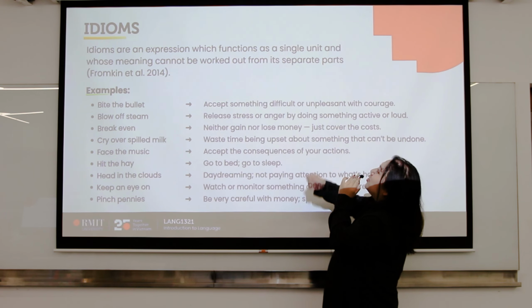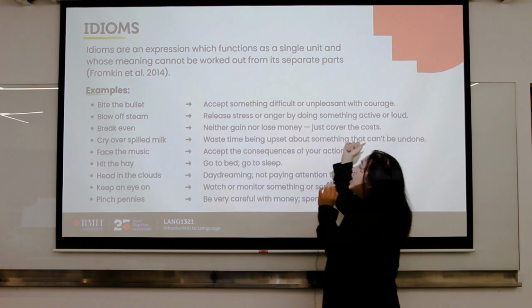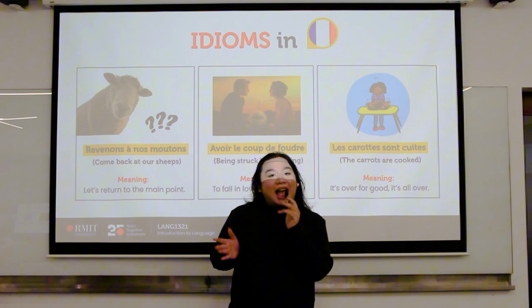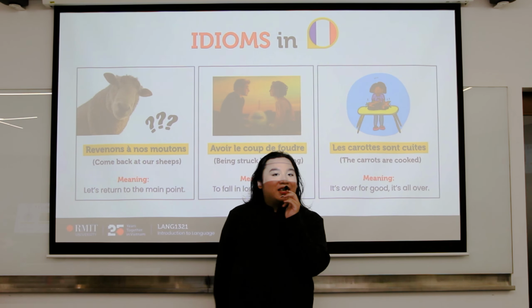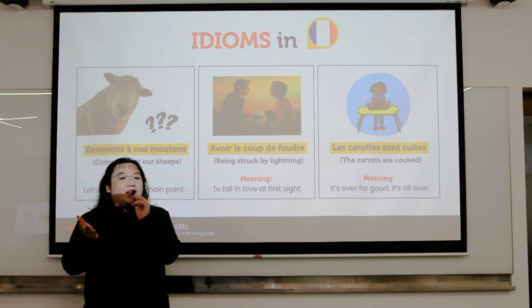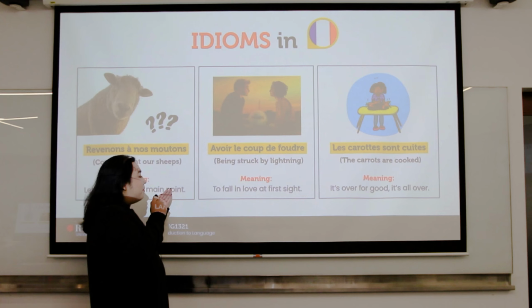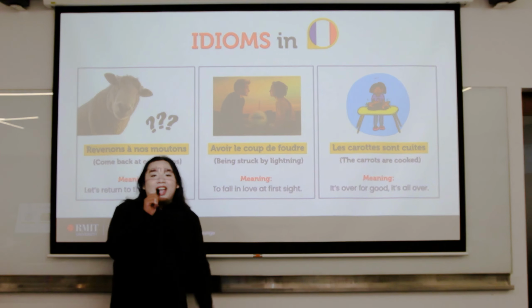Idioms are expressions which function as a single unit and whose meaning cannot be worked out from their separate parts. And now we have a lot of examples in French. Let's focus on the one in the middle. I have the phrase "avoir le coup de foudre." Well, I don't know if I pronounce it right or not. The literal meaning in English is being struck by lightning. We know the hidden meaning is to fall in love at first sight.